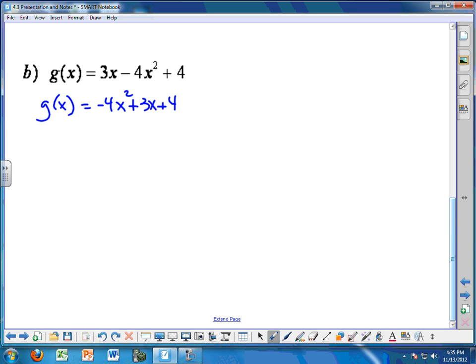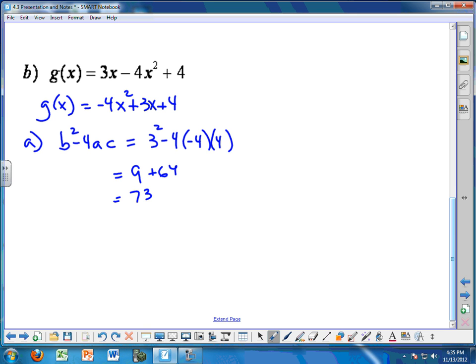Let's start with the first part. I'm going to label this part A. B squared minus 4ac is equal to 3 squared minus 4 times negative 4 times the final 4. Wow, a lot of 4's here. We end up with 9 plus 64. So there, that is a positive answer, 73. And it doesn't matter what the number is. We just want to know if it's positive or negative. In this case, it's positive. So we'll say that there are 2 x-intercepts.